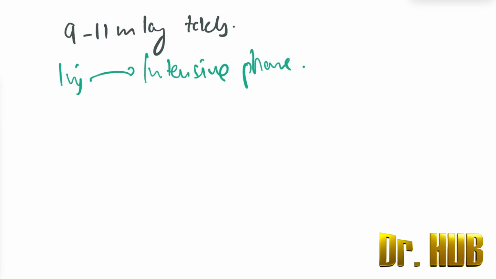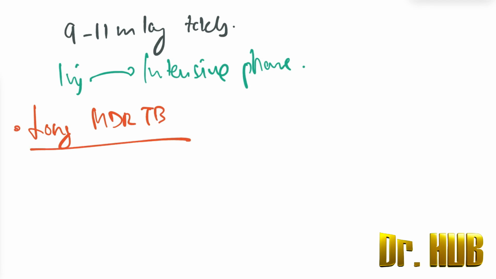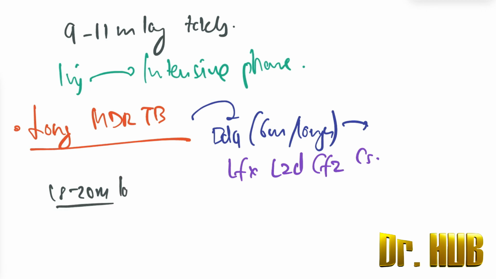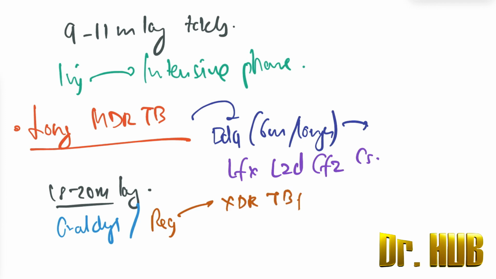Next we look at the longer MDR TB regimen. This is nothing but the BDQ, for 6 months or longer. And what do they include? They include the LFX, the LZD, the CFZ and the CS. Here it is 18 to 20 months long, and there are only oral drugs. This regimen is used for XDR TB patients, and this is done for 20 months.